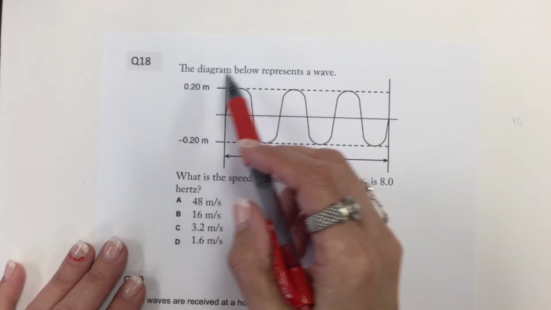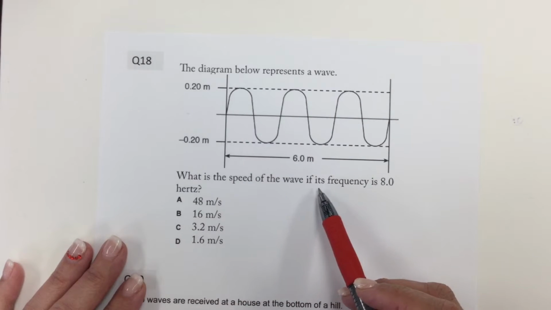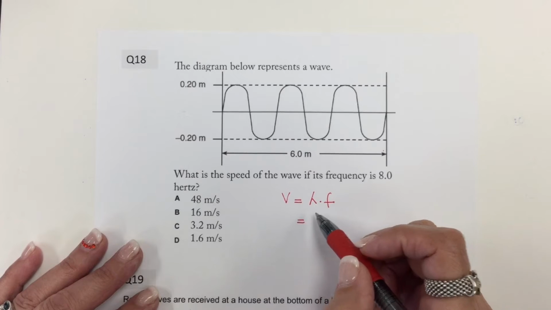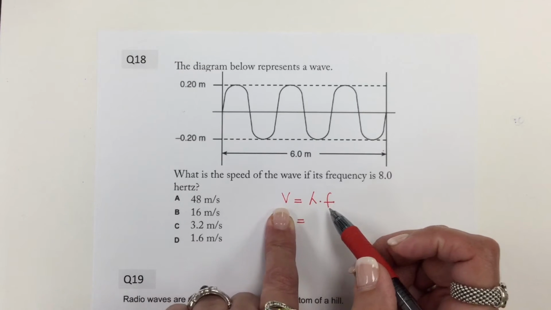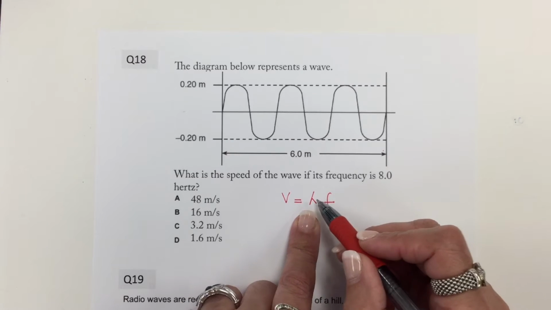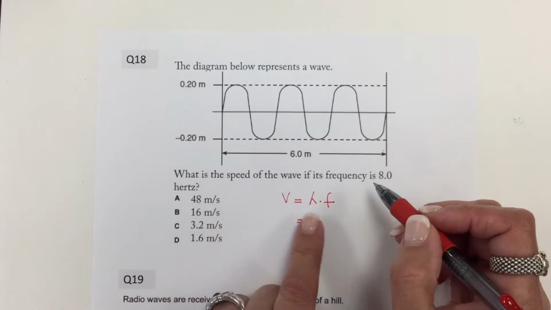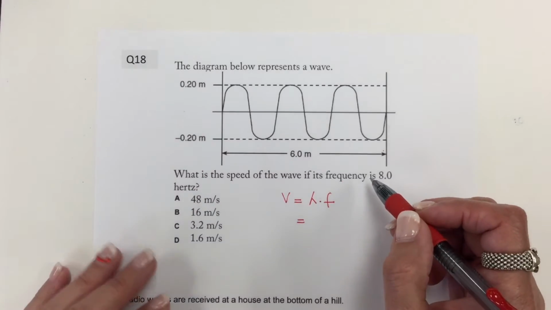Question 18. The diagram below represents a wave. What is the speed of the wave if its frequency is 8 Hertz? So the best way to answer this question is using the speed of a wave formula, which is equal to the product of its wavelength times frequency. So frequency was given, but the wavelength is not directly given. We have to look at this graph.